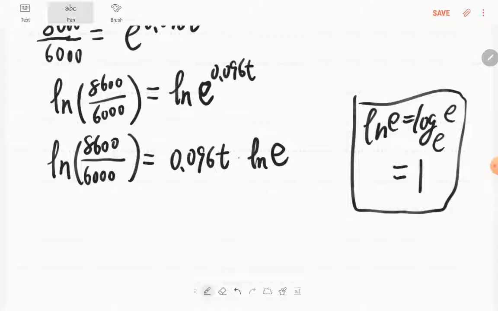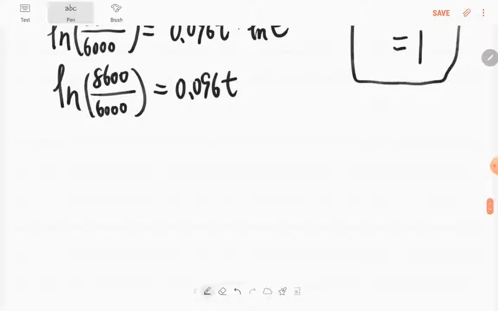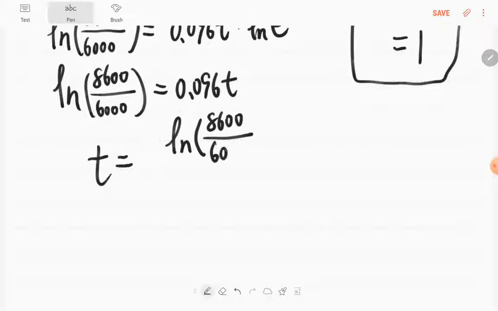So this is the natural log of 8,600 over 6,000 equals 0.096 times t times 1, right? So t is equal to the natural log of 8,600 over 6,000, divided by 0.096.